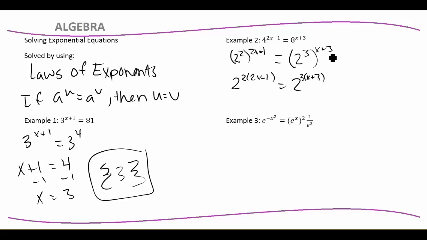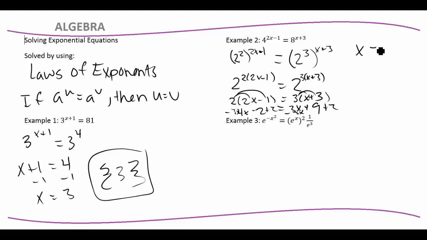Now that we have the same base, we can use our property, and we're going to pull off our exponents. We have 2 times 2x minus 1 equals 3 times x plus 3. We're going to distribute, and we get 4x minus 2 equals 3x plus 9. Now we're going to add 2 to both sides and subtract 3x from both sides, and we get x equals 11. So our solution set is 11.